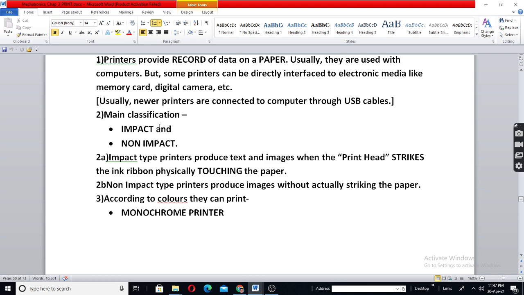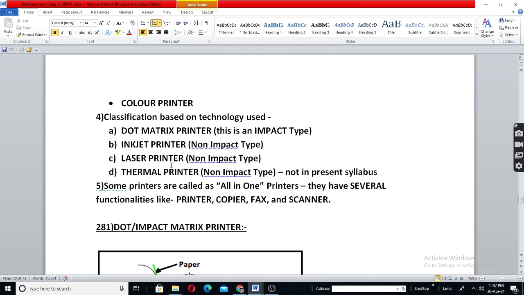Non-impact means it will not touch. For example, inkjet printer. Dot matrix printer is an impact type. Inkjet printer, laser printer: ink is sprayed on the paper. In a laser printer, a laser beam charges a drum and then the image is formed, which we will study later.